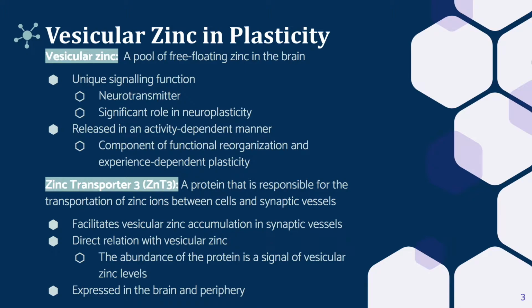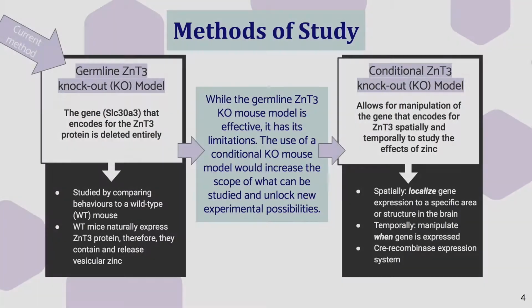ZNT3 is a protein that is responsible for the transportation of vesicular zinc, also known as synaptic zinc. There's a direct correlation between ZNT3 and synaptic zinc, meaning that the abundance of the protein is a signal of zinc levels. The protein is expressed in the brain and in the periphery. The brain structures that have the highest abundance of ZNT3 expression are associated with learning and memory, further supporting its role in plasticity.